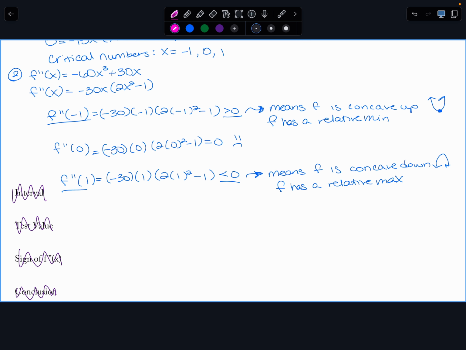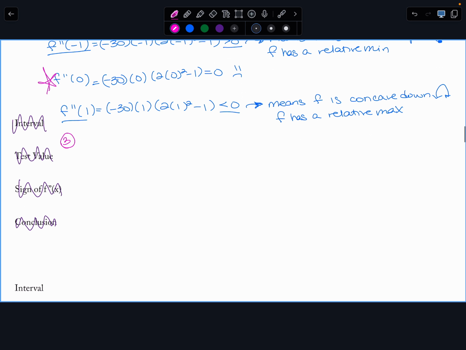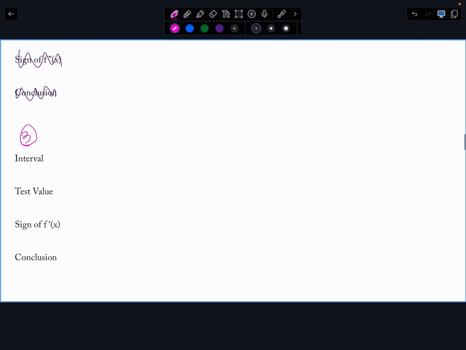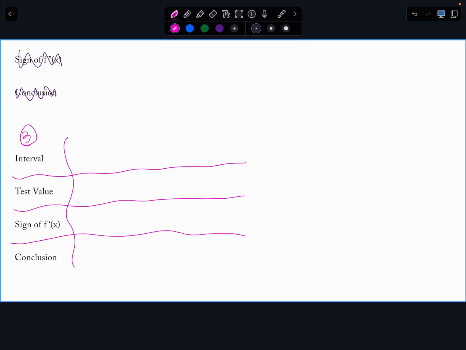Step 3 will be dealing with the fact that 0 gave me 0. When 0 gives you 0, you have to do the chart for the first derivative. This is why I'm not a big fan of the second derivative test. I only use it when I have to, because if it fails, I have to show why it may not be a relative min or a relative max.